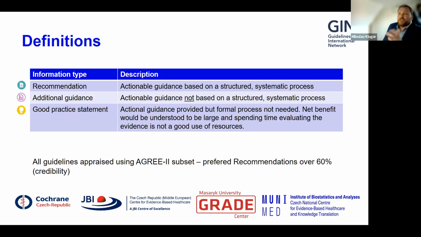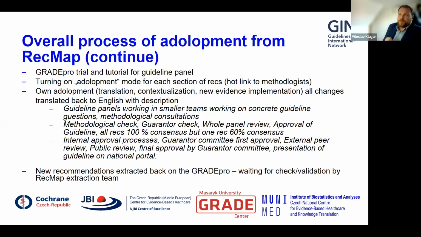This is the definition, which I believe was already presented in the first session. This is how we distinguish different types of recommendations on the RecMap, and that is the AGREE score. But I will not explain this again, as it was already explained. So, the overall process for adolopment on the RecMap continues.